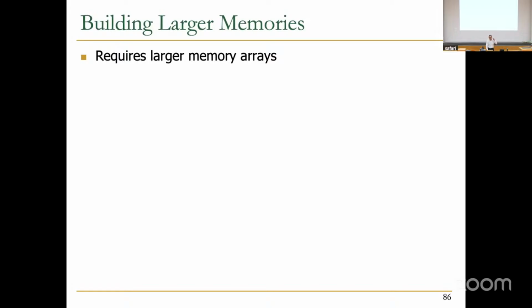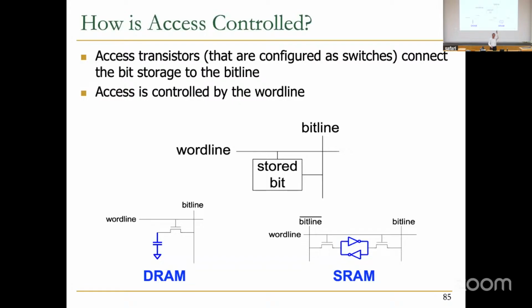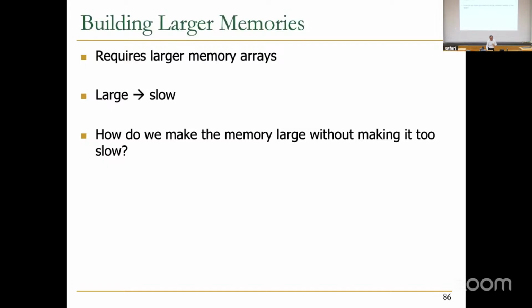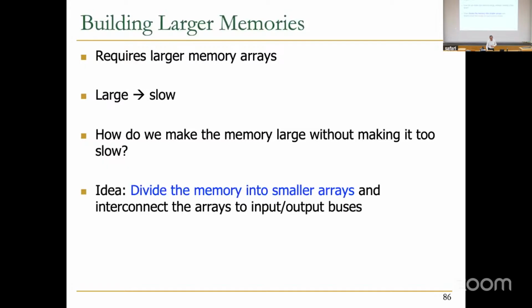Okay, let's talk about how to build larger memories. Essentially, you want larger memory arrays. But we know that large is slow, right? Everything needs to scale. You need to have many word lines. If you want to go in the horizontal side or vertical side, you need to have many bit lines as well. So it becomes expensive, essentially, and becomes slower. So how do we make the memory large without making it too slow? And you've seen the idea before. Essentially, the idea is to divide the memory into smaller arrays and interconnect the arrays to input-output buses.